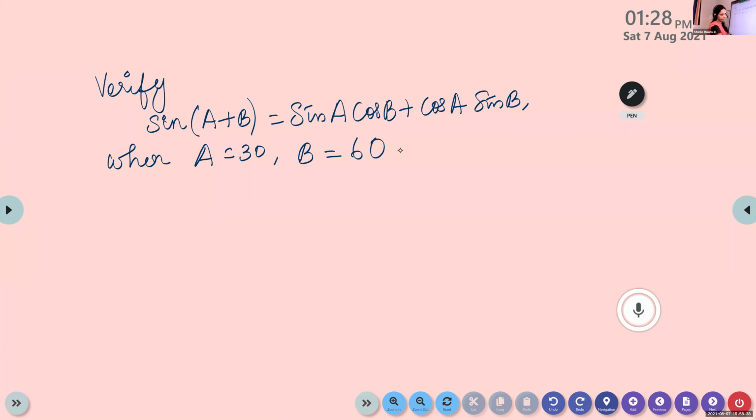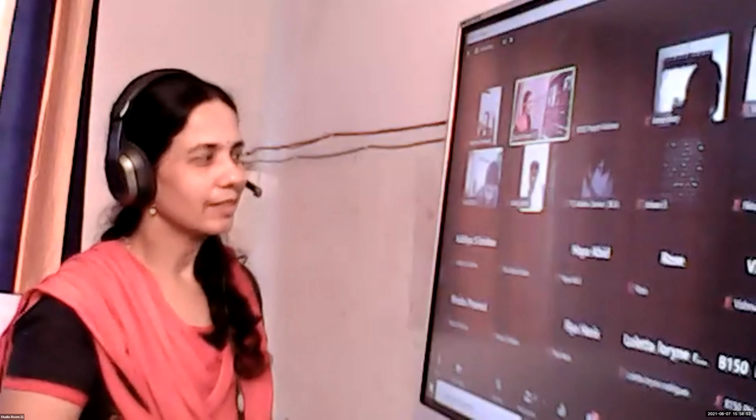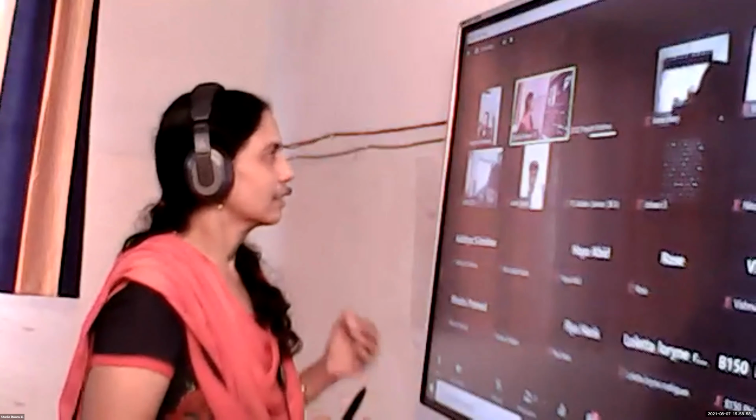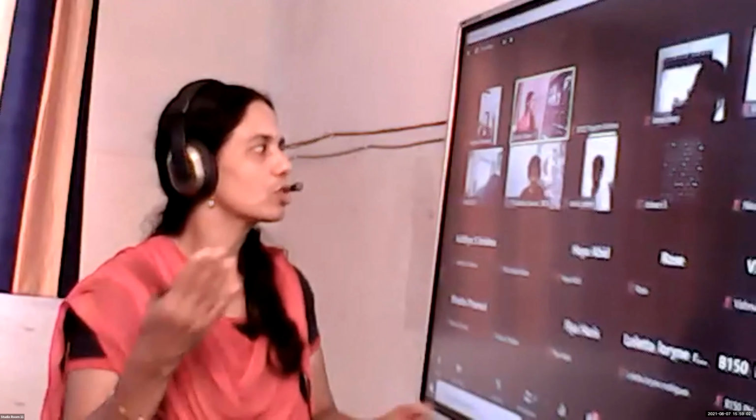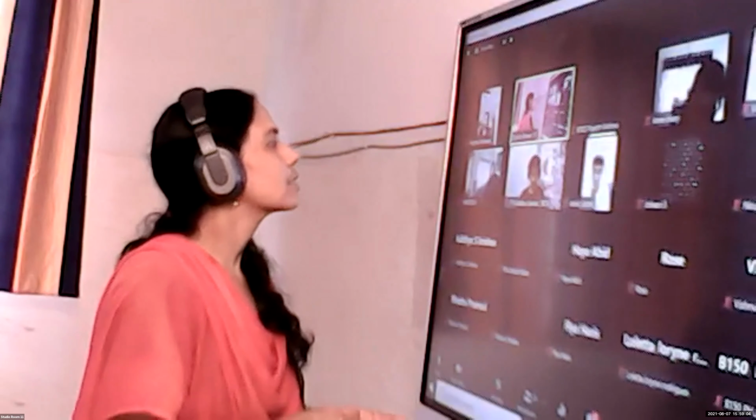How to do this? A is 30, b is 60, isn't it? How will you try this? Ma'am, give A as 30 degrees, then b as 60 degrees. Evaluate LHS, evaluate RHS. You have to check whether LHS and RHS are the same. Very good.